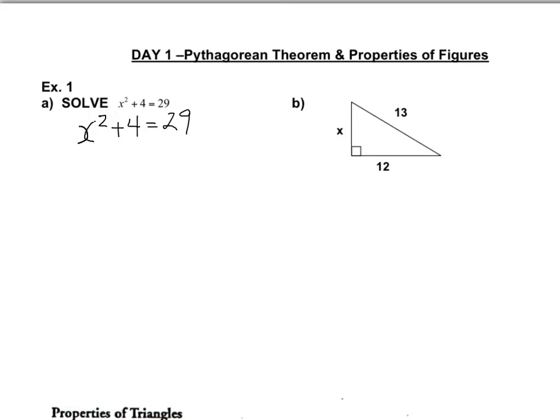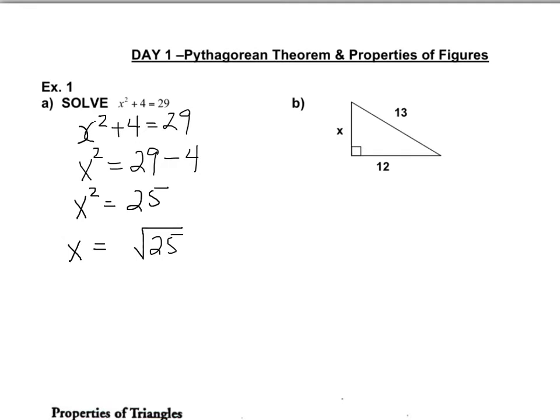So we're going to take the 4, which is right here, and we're going to take it to the other side. So we end up getting x squared equals 29 minus 4. That'll give us x squared equals 25. Now we're going to take that square to the other side, and that's going to become, hopefully you guys have already thought of it, square root of 25.